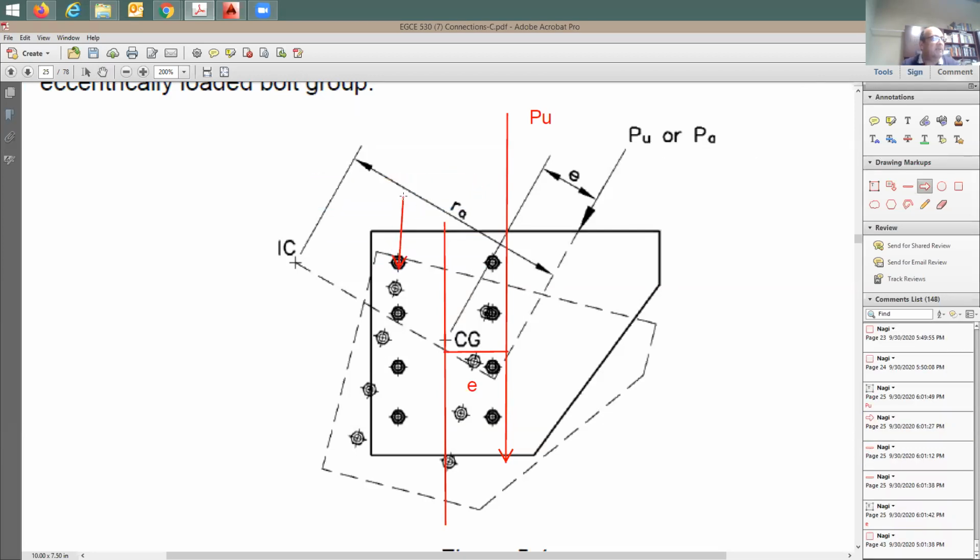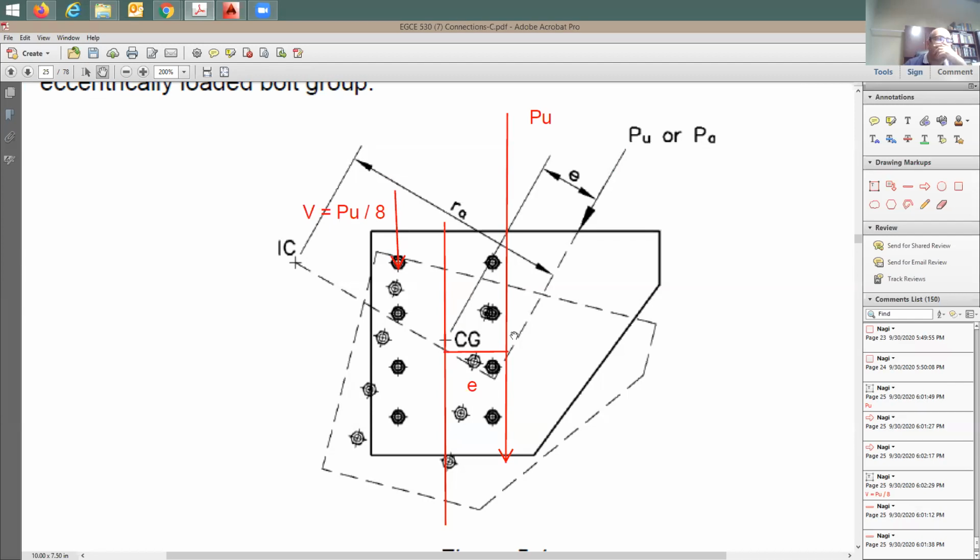And this force is going to be equal to how much? The vertical component, I'm going to call it here V. V is equal to how much? Can someone help me? P sub U divided by how much? 8. So each one of these bolts is going to see this vertical component.